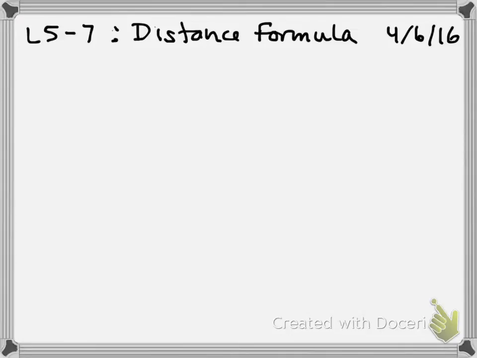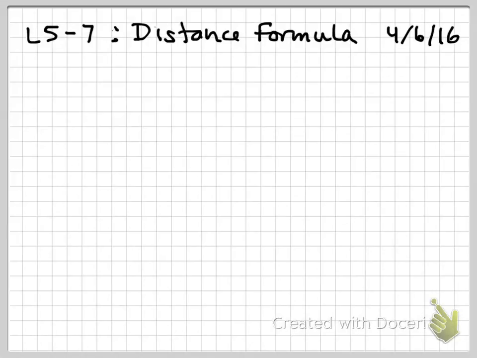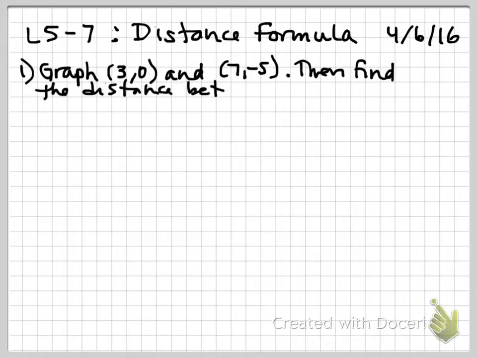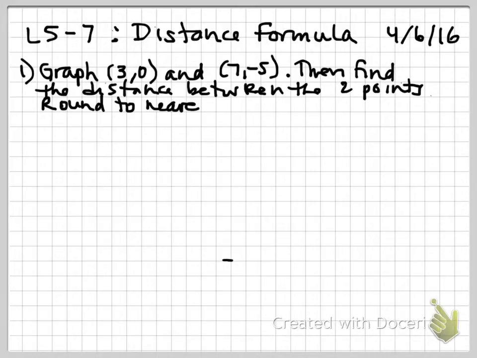So I'm going to pull up my graph paper. And you've got two ordered pairs, and you're asked to graph them. So graph (3, 0) and (7, -5). Then find the distance between the two points. And if necessary, as with all of our work this chapter, we're going to round to the nearest tenth only if we need to. So they usually say if necessary.